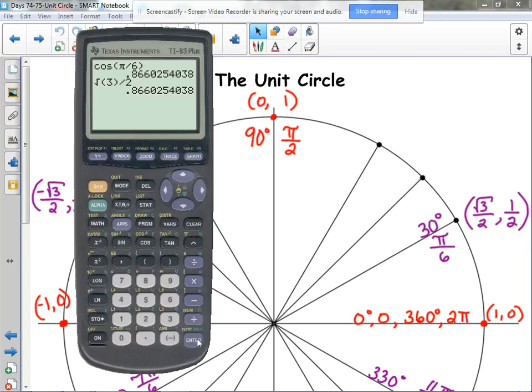Just notice that you've got to close the parentheses after the 3 right there. You have to close the parentheses after the 3 before you divide by 2, or it's not going to give you the right number. If you just type in square root 3 divided by 2 with no parentheses, that's not the right value.